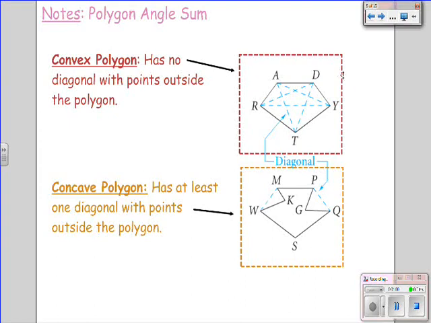A convex polygon has no diagonal with points outside the polygon. So if I connect any two vertices, the diagonal will stay inside of the polygon. A concave polygon has at least one diagonal with points outside the polygon. So if I connect W to M, that diagonal goes outside of the polygon. It's also important to note that this can have diagonals that are inside, but a concave will have at least one that's outside.